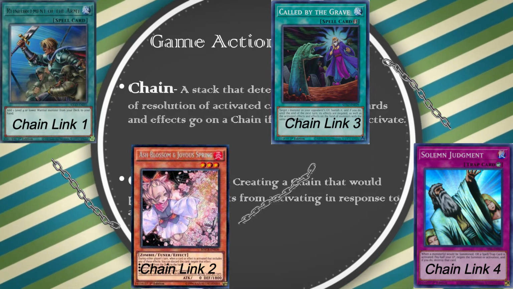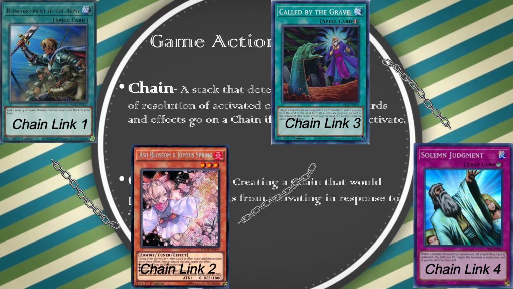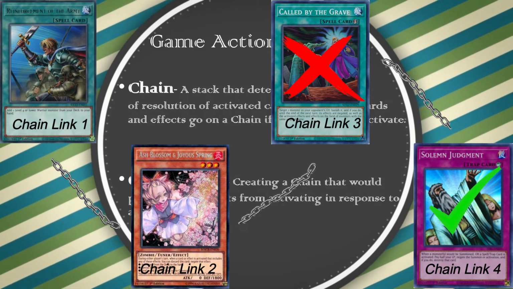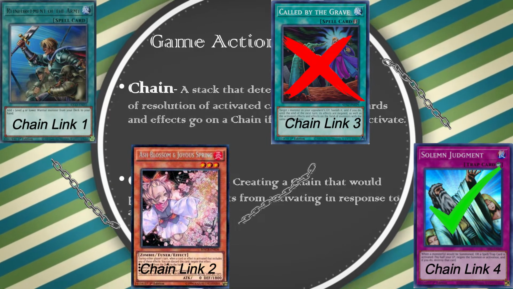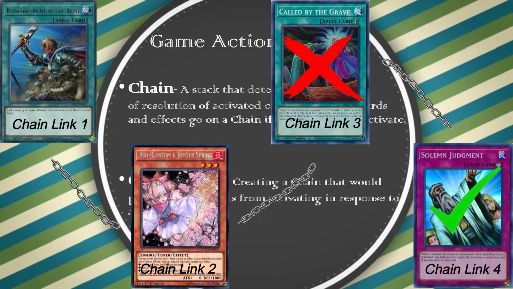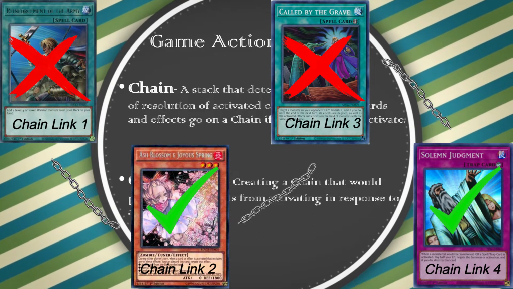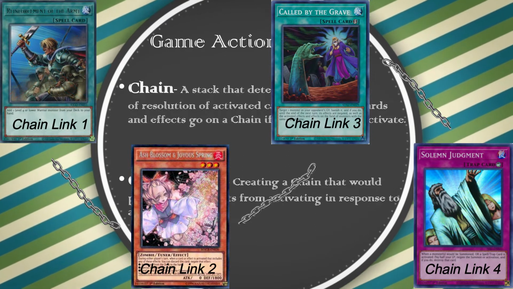Since chains resolve backwards, the Chain Link 4 Solemn Judgment resolves first and negates the Chain Link 3 Called by the Grave. Since the Chain Link 3 Called by the Grave was negated, the Chain Link 2 Ash Blossom can resolve, therefore allowing Ash Blossom to negate the Chain Link 1 Reinforcement of the Army.